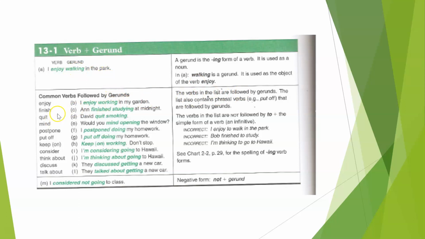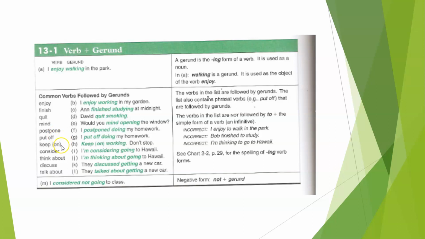So there are several common verbs in English that are followed by gerund forms. I will read them. Please listen and repeat after me. Enjoy, finish, quit, mind, postpone, put off. So these two, postpone and put off, are synonyms. If somebody decides to do something at a later time and doesn't want to do it right away, they postpone or they put off doing things.